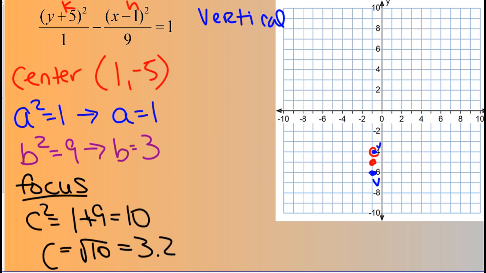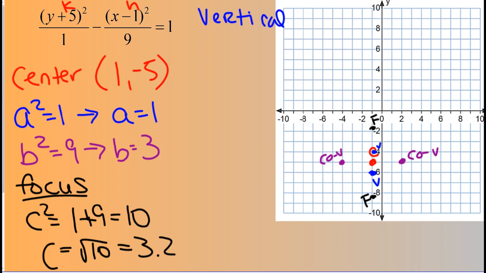Sorry about that. Right and left for your covertices from your center: over 3 for a covertex and to the left 3. 1, 2, 3 for a covertex. Okay. And then your focus 3.2 up and down, 3.2 up and down. So up 1, 2, 3.2-ish. So there's a focus. And from my center, remember everything is coming out from the center, down 1, 2, 3.2-ish. Okay. Make the rectangular box.